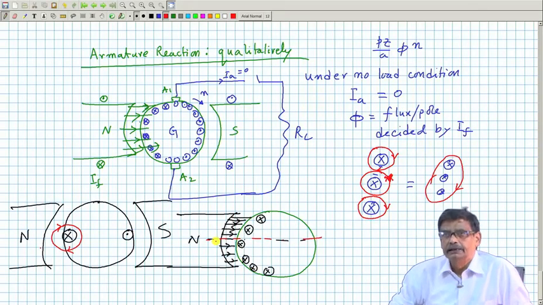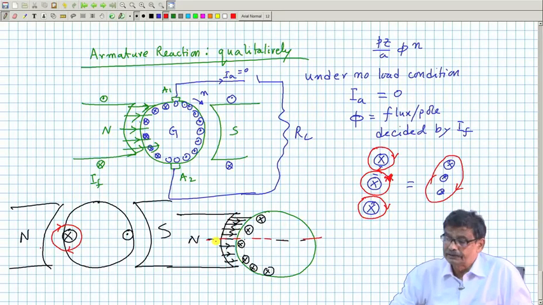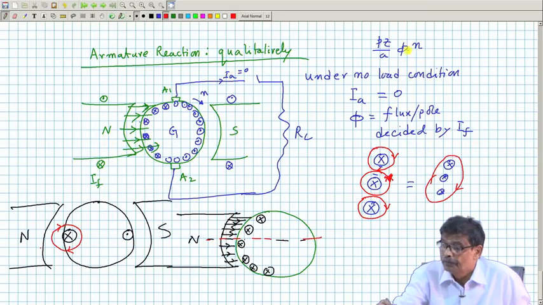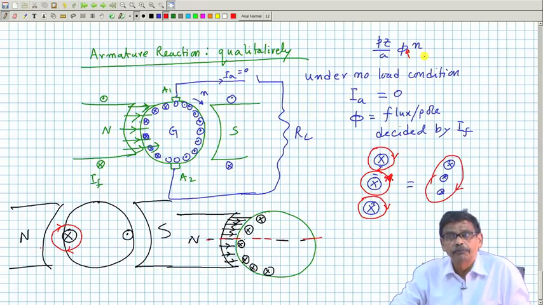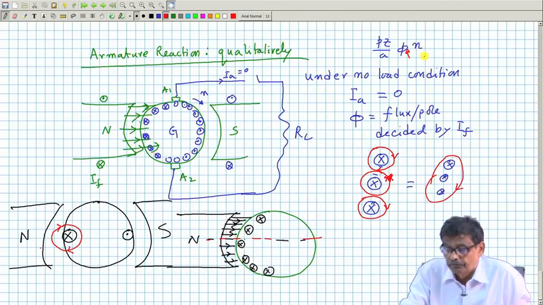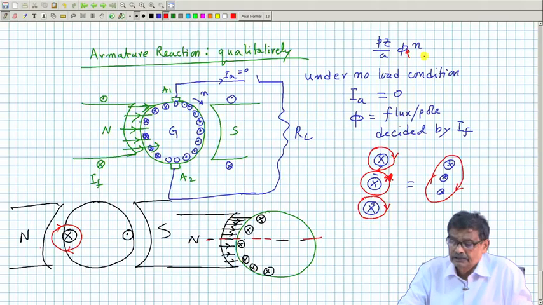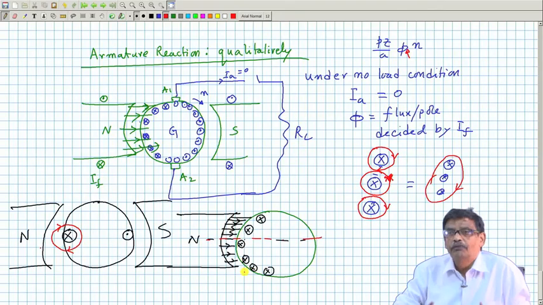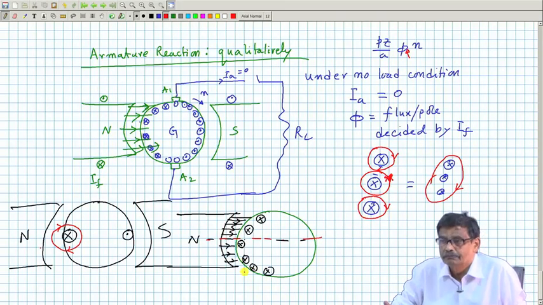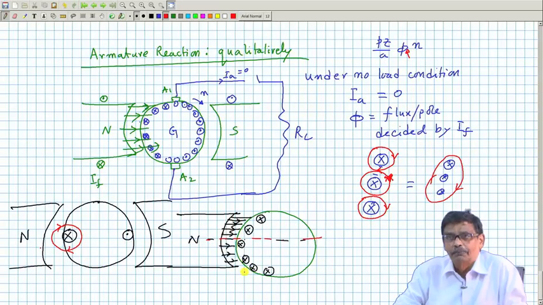If that be the case, then it looks like that it is the flux per pole which decides the induced voltage across the armature. When you are not loading, the flux per pole was phi. Now, if I load it, then I know that in one half of the pole flux will increase and in the other half it will decrease. Therefore, flux per pole perhaps will remain same. This is the most interesting part.